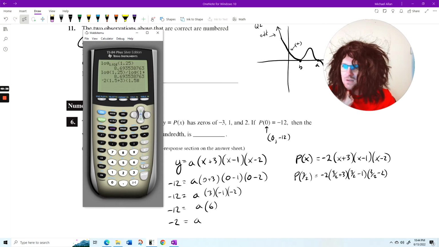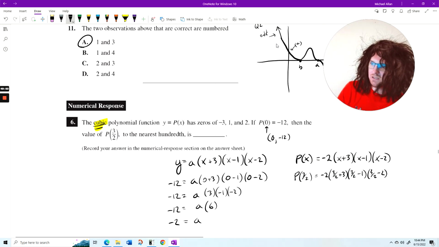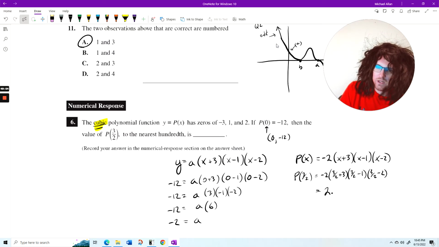You can always use the STO button if you want to. It takes practice to use that, so I'm just going to type it in. 2.25, not bad, it's a pretty nice answer. So this ends up being 2.25. I guess you could have graphed it and then just traced that x value. They got 2.25 as well. Cool.